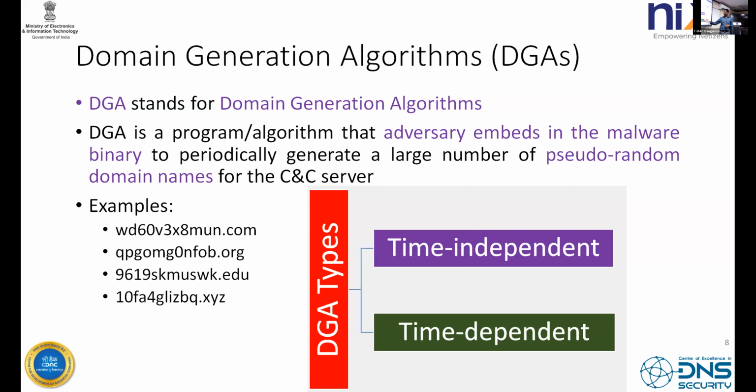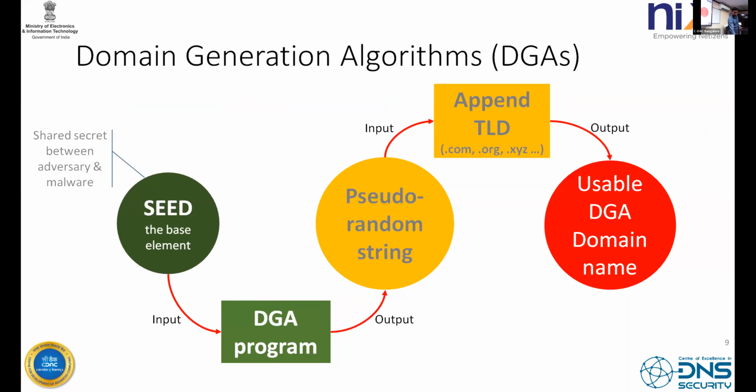Okay, so it becomes more difficult to trace a time dependent DGA when compared to a time independent DGA, right? So these are two broad categories. Okay, right. So how exactly does this work? Briefly, I'll just narrate on this slide, and the next slide is where we can try to understand what exactly DGA is.